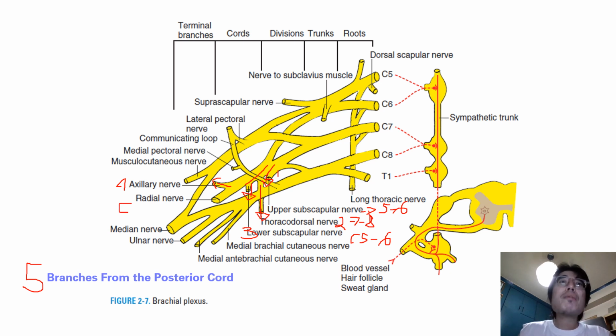Finally, the fifth branch of the posterior cord of the brachial plexus, the radial nerve. The radial nerve, just like the median nerve, which we previously discussed, has its origins from all of the nerve roots, from C5 to T1. The radial nerve, over here, is the largest branch of the brachial plexus, and it occupies the musculospiral groove on the back of the humerus with the profunda brachii artery.